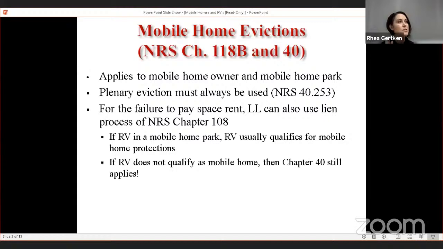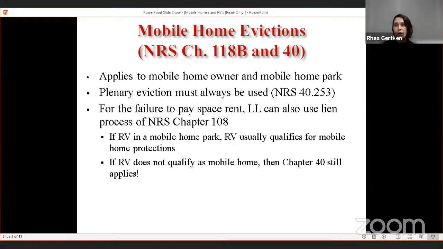So mobile home evictions are generally governed by 118B and then Chapter 40, which is the eviction process. So we're really talking about mobile home owners in mobile home parks generally. Now we're going to talk a little bit about mobile home parks, but you might not actually live in a park, but it might qualify as a park. So just keep that in mind as well.